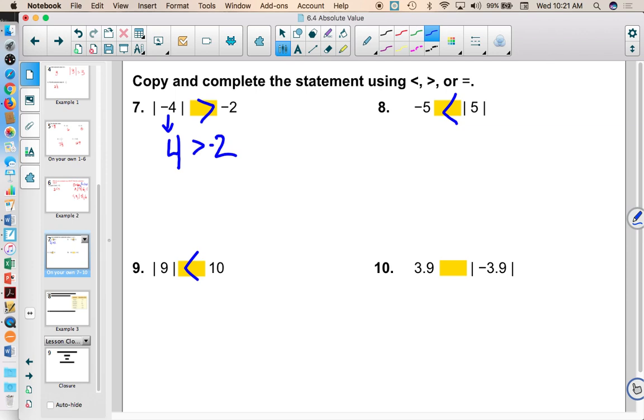3 and 9/10 compared to the absolute value of negative 3 and 9/10. What do I get with that one, Chloe? Equals, good. Again, I know that this is 3 and 9/10. Okay? That's how I prove it. How do you feel about comparing numbers and their absolute values? Fist to 5, how do you feel about it? Okay, all right.